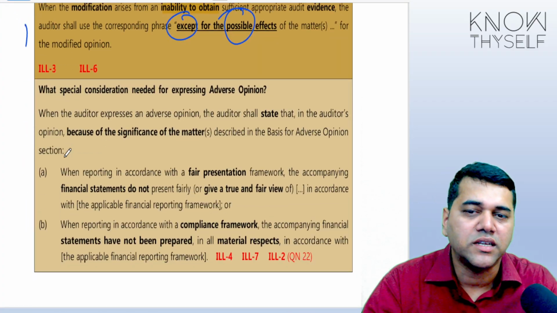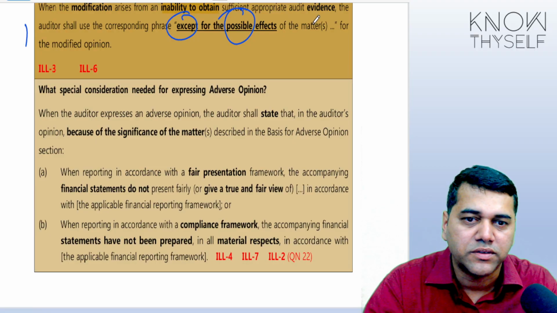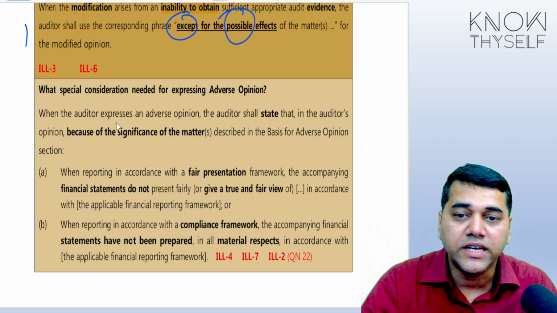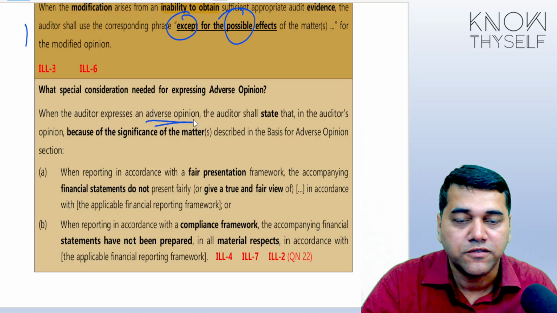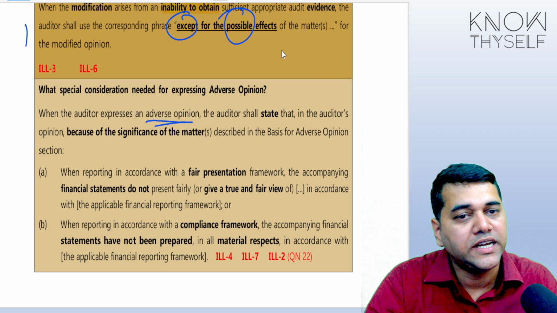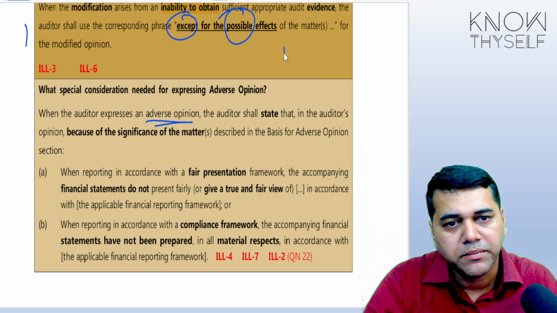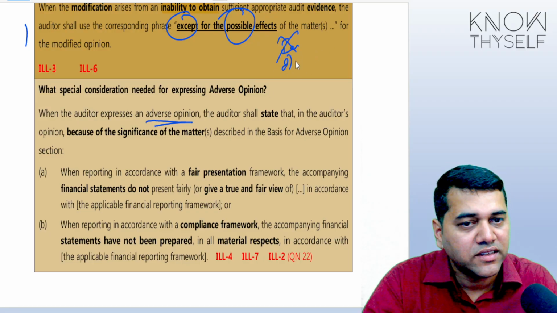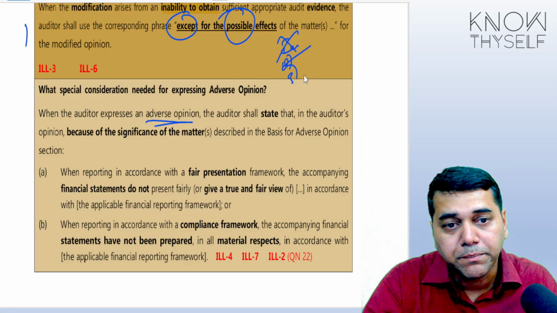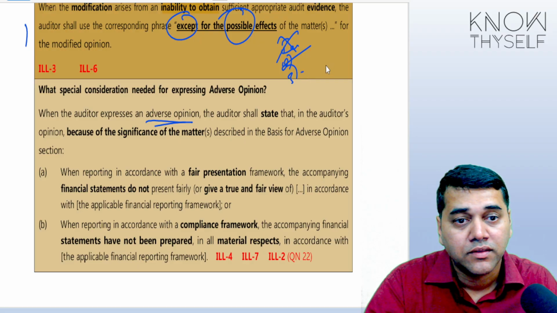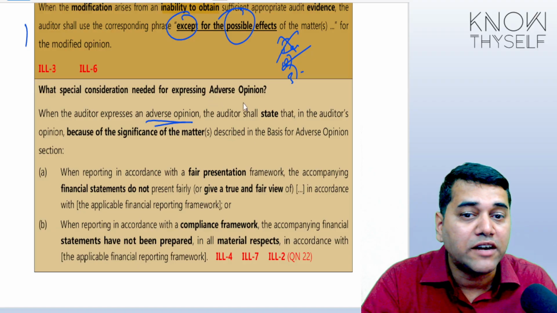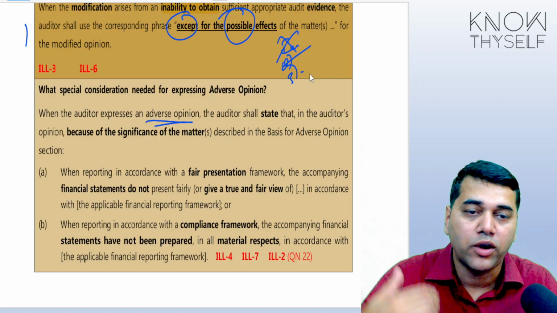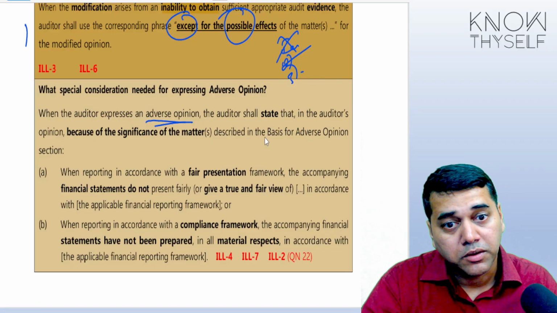What is the special consideration needed for expressing the adverse opinion? When the auditor expresses an adverse opinion, the first question is, what should be the heading of the auditor's report? Same, Independent Auditor's Report. That's why they didn't discuss. Second, the addressee, same. Third, the opinion para. The first para is the same. The heading should be given as Adverse Opinion. We have audited the financial statements of so and so, ending so and so. That is the same. But what is changing?